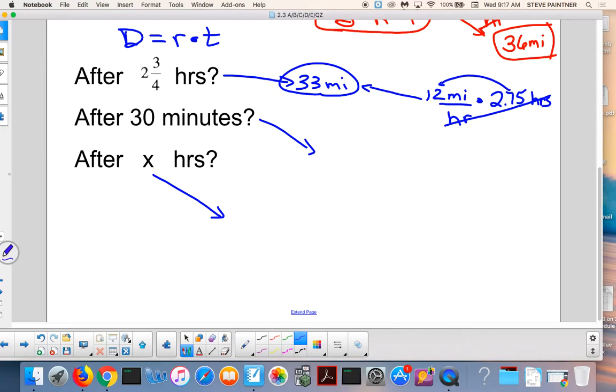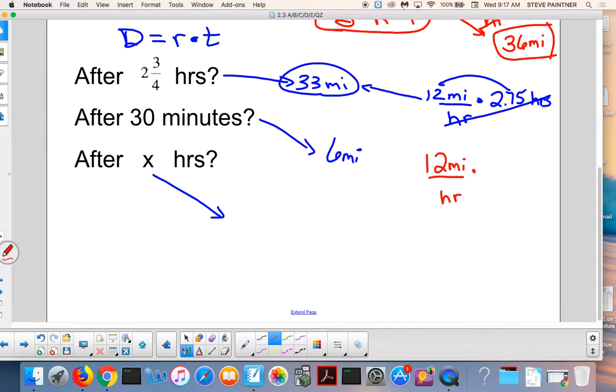Dallas, after 30 minutes, how far did you travel? About 6 miles. He says 6 miles. Okay, so he says the answer is 6 miles. But how did he know that? He took his speed, his rate, 12 miles per hour. He took it times, what'd you take it times? 12 times.